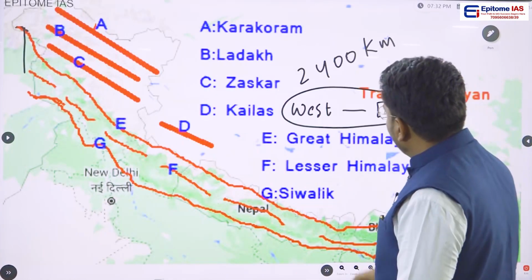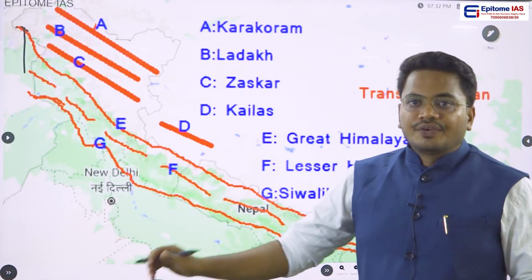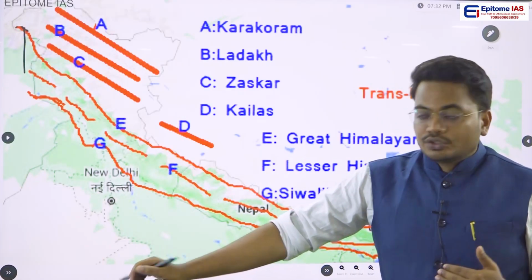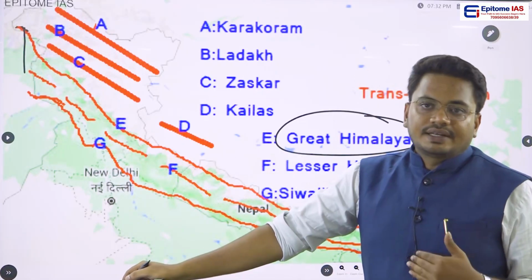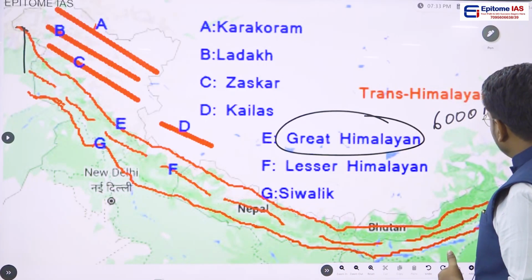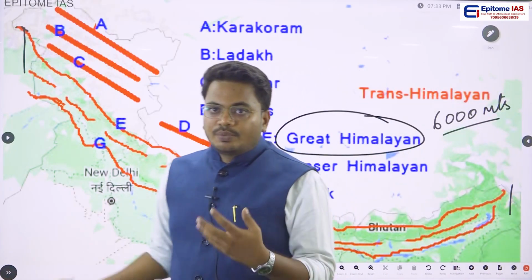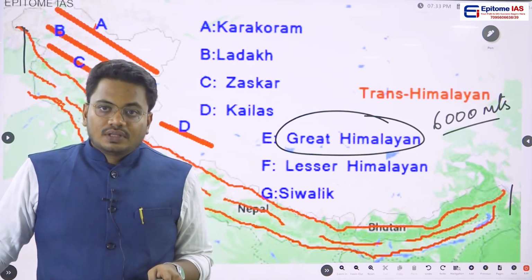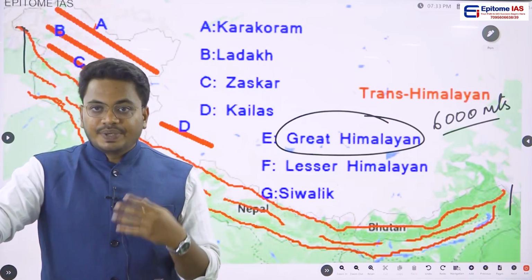If you see the latitudinal division of Himalayas, we can divide these Himalayas into 3 parallel ranges. The first range would be the Greater Himalayas. The average height of Greater Himalayas is 6,000 meters. And in Greater Himalayas, we would be having Mount Everest and Kanchenjunga.